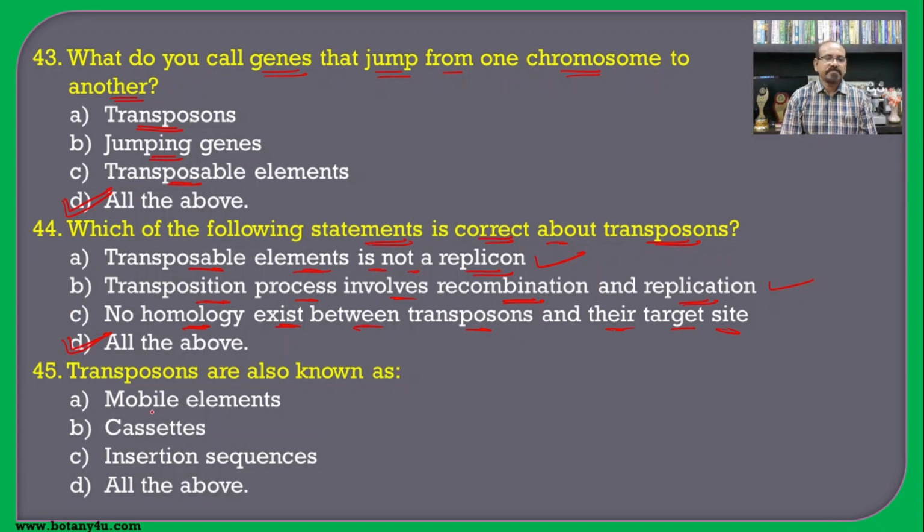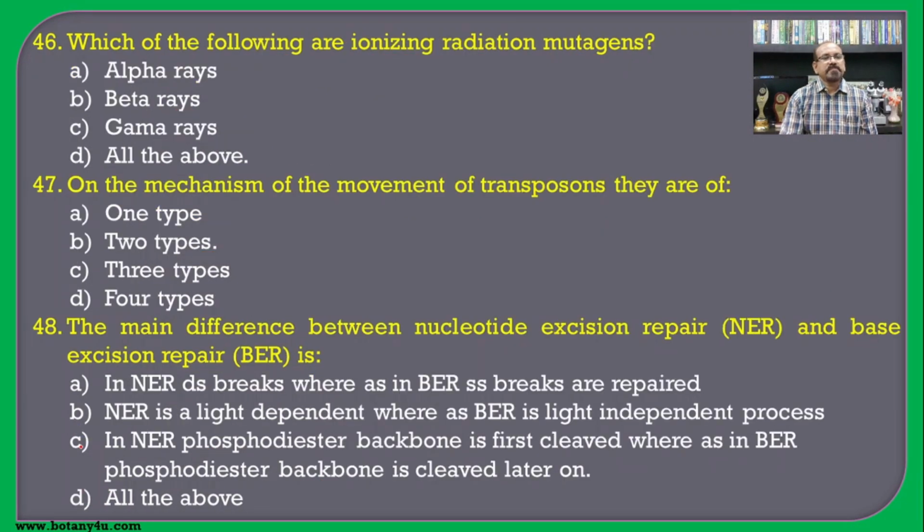So in this way, all the statements which are given about the transposable genetic elements are the correct one. Then transposons are also known as, so it is also known as the mobile elements or the mobile genetic elements. Then they are also known as the genetic cassettes. They are also known as the insertion sequences, and hence all the above become the correct option for this question.